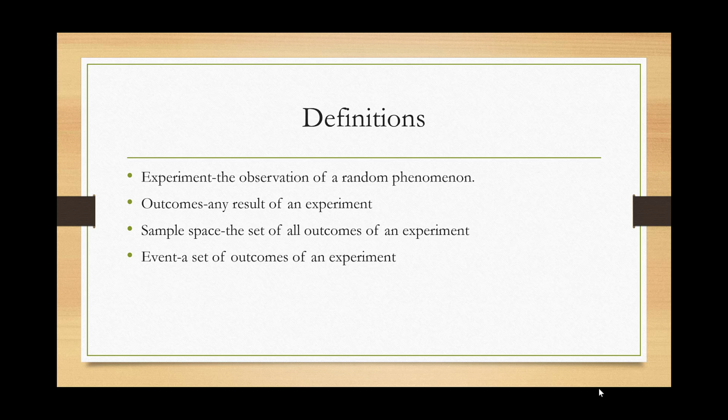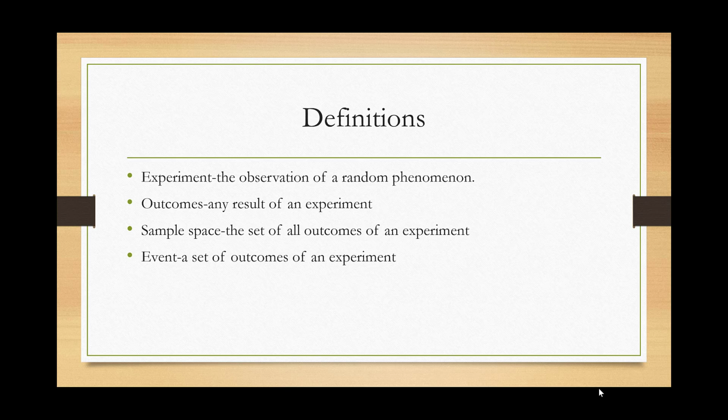First, we have an experiment. An experiment is just the observation of a random phenomenon. Outcomes are any result of an experiment. The sample space would be the set of all outcomes of an experiment. And then an event is a set of outcomes of an experiment.